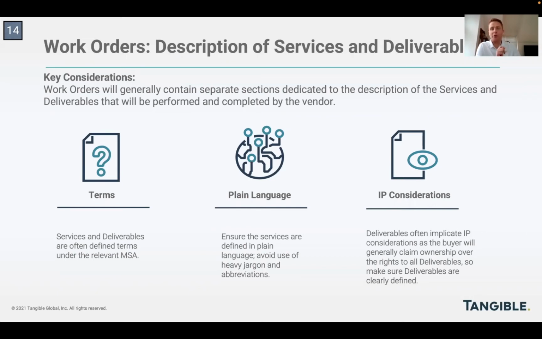You should ensure that the order contains a plain language description of whatever service it is that the vendor is performing. Especially in the business consulting world, you'll find that many vendor proposals are really heavy with industry jargon and abbreviations that are sometimes not defined. To the extent it's possible, steer clear of this and go for plain language so that a third party reading the contract down the line can tell what it is that the vendor is actually doing.